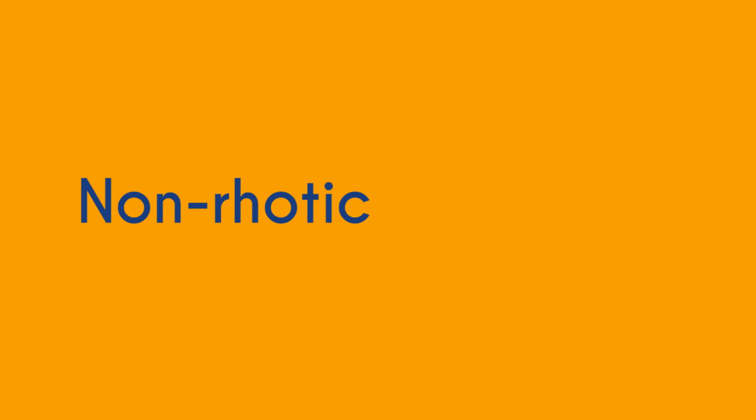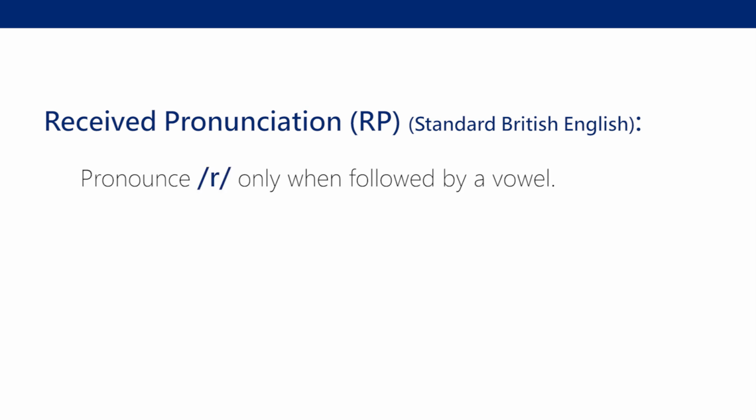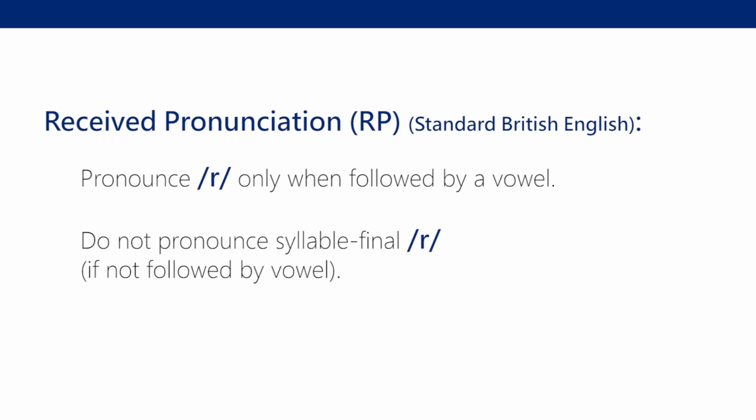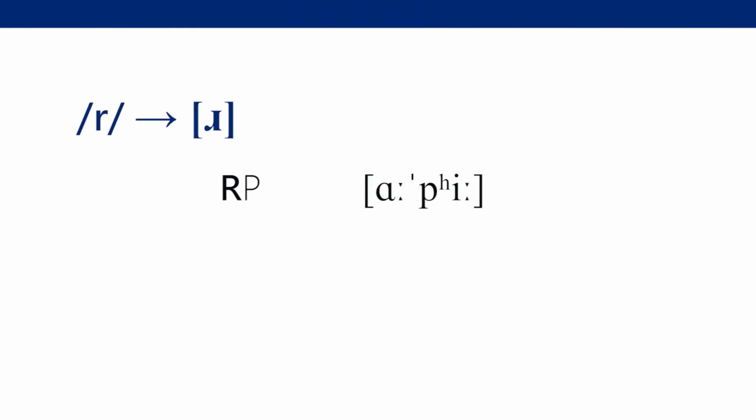So non-rhotic, the best example of non-rhotic English is RP, or Standard British English. In Standard British English, you pronounce R only when it's followed by a vowel. When R is at the end of a syllable and it's not followed by a vowel, it's not pronounced. Or you could say when it's after a vowel and it's not followed by another vowel, you do not pronounce it. So examples, RP is pronounced RP.